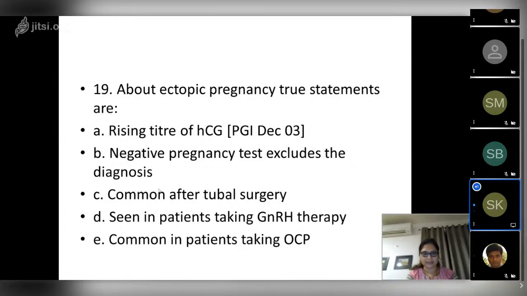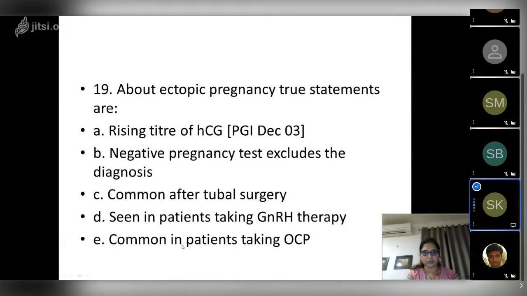This is false actually. Whenever you consider contraceptive methods and the incidence of ectopic pregnancy, remember OC pills are the least associated with ectopic pregnancy. Amongst the different methods of contraception, copper T or tubectomy are associated with a high incidence of ectopic pregnancy, whereas oral contraceptive pills are associated with a very low incidence, almost nil. So this is a wrong statement.